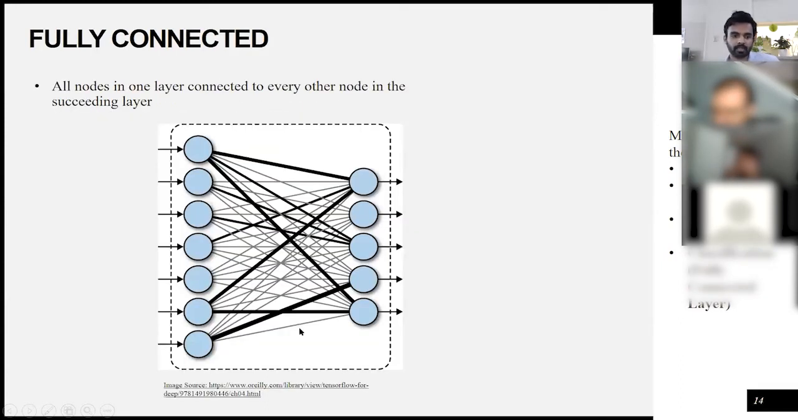And the last major element is called fully connected. What fully connected essentially means is that every node in one layer would be connected to every other node.